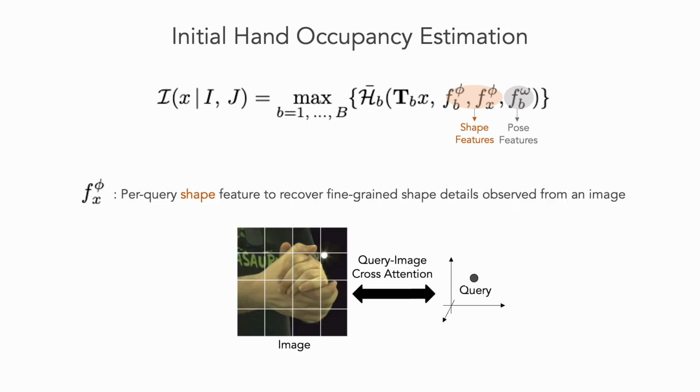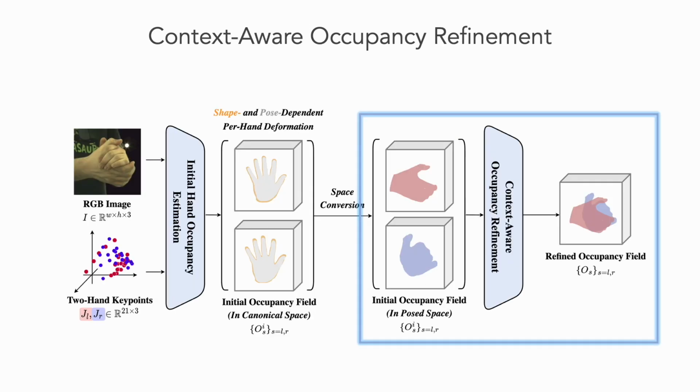Here, we additionally propose to use per-query shape feature to recover fine-grained shape details observed from an image. To this end, we introduce query image cross-attention to extract a per-query feature while attending to image regions more informative for estimating the occupancy at the current query position. While the initial occupancy estimation models hand geometries robust to various articulations by learning them in the canonical space, it is non-trivial to model two-hand interaction context.